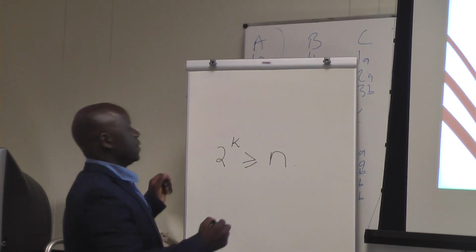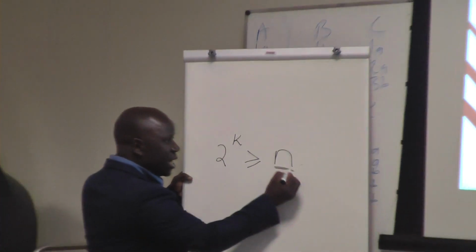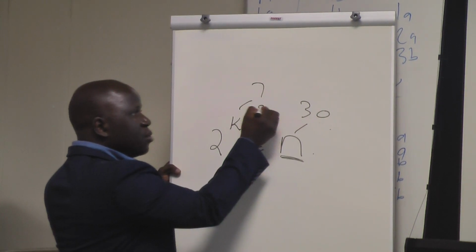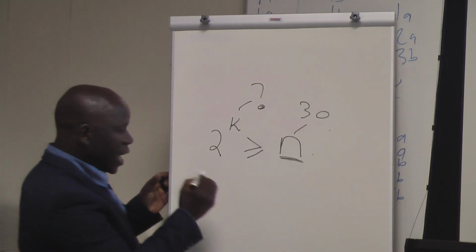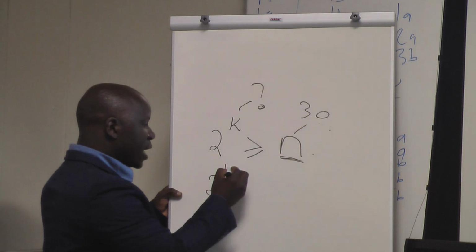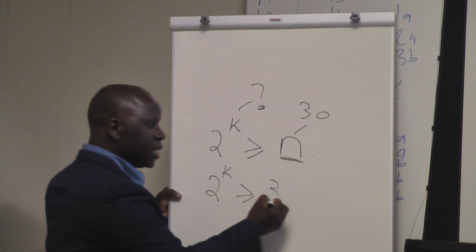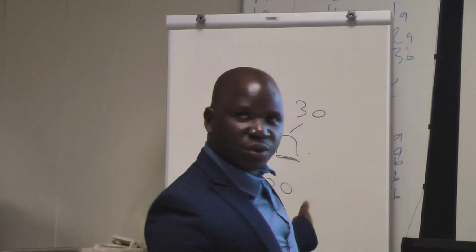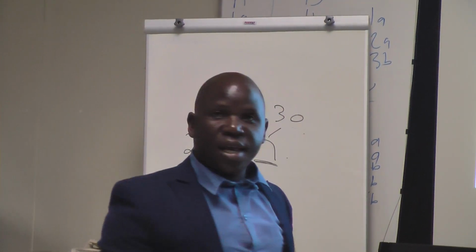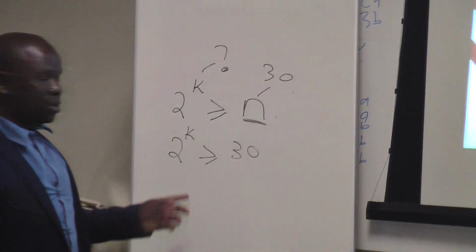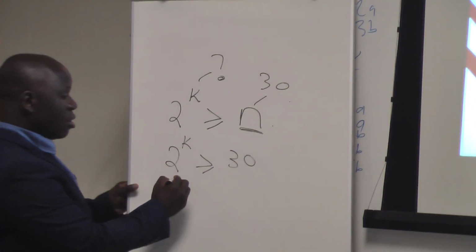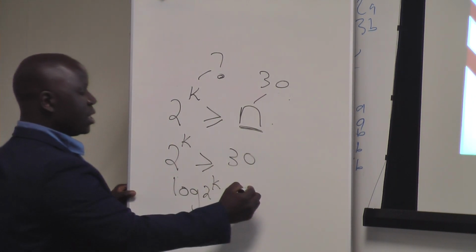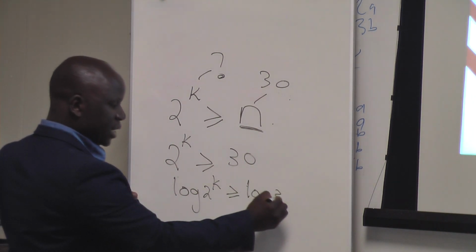So in other words, our n is 30. What we want to find is k. So we are simply saying 2 to the power k must be greater or equal to 30. For those who have covered basic mathematics, you know how to solve this. How do you get k in this case? You have to introduce logarithms on both sides. In other words, the log of 2 to the k must be greater or equal to log of 30.